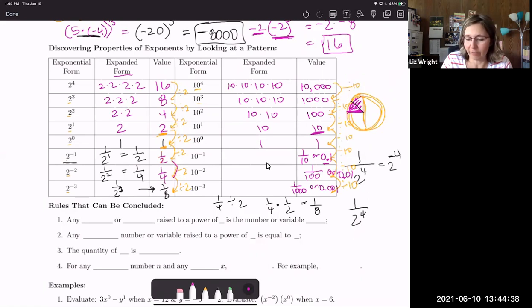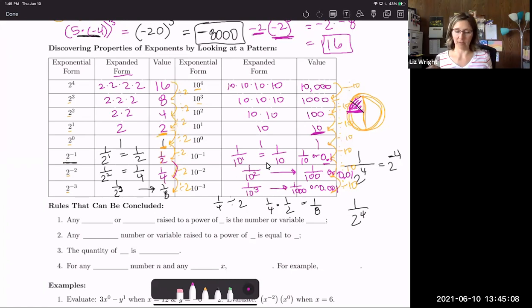So 10 to the -1st is going to be 10, oh, sorry, not 10. It's going to be 1/10 to the 1st, which is just 1/10. And then this 10 to the -2nd is going to be 1/10 squared, which gives you 1/100th, or as a decimal, 0.01, which is 1/100th. And then this 10 to the -3rd is going to be 1/10 cubed, which gives you 1/1000th, either in fraction form or in decimal form.